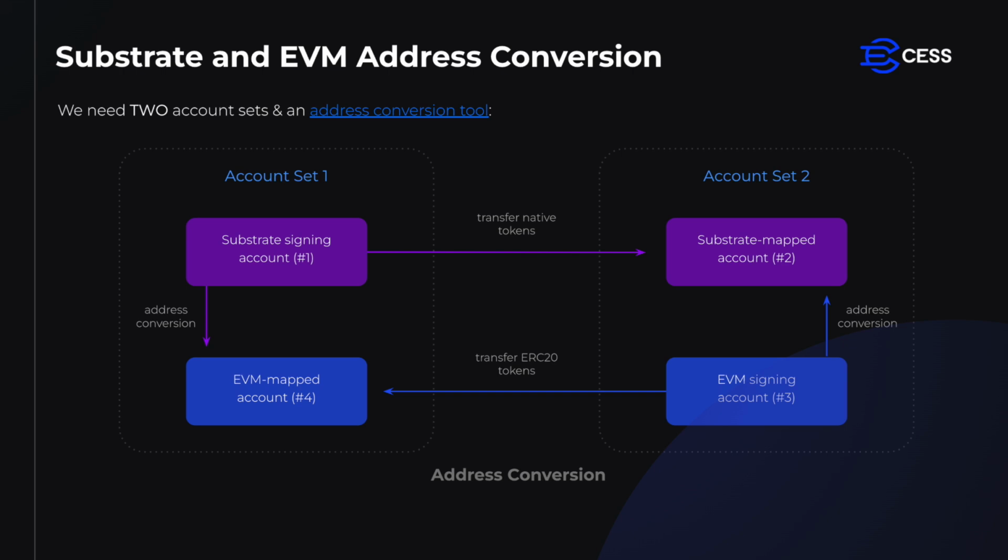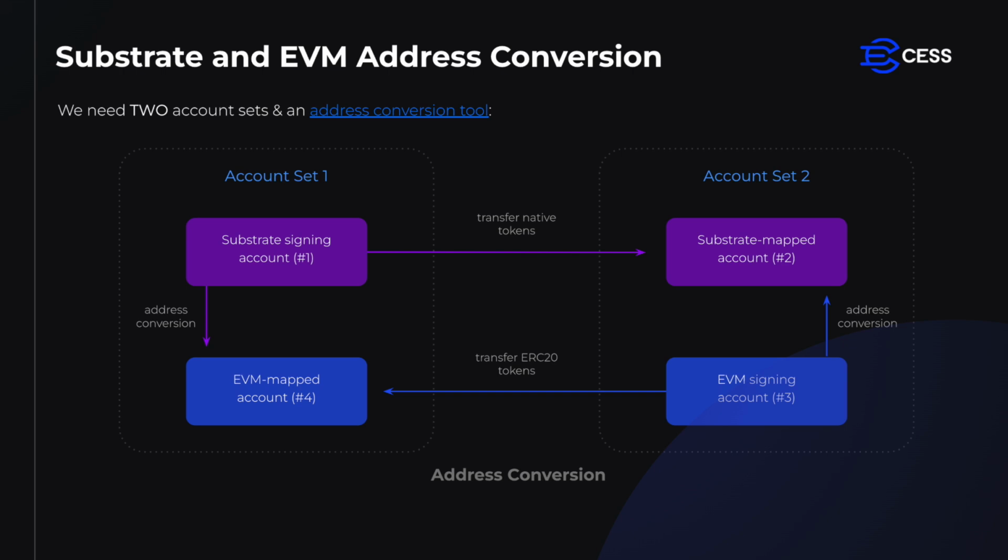Substrate and EVM address conversion. Now that we understand how the addresses are generated, we need two sets of accounts to transfer funds between Substrate and EVM addresses. First, we will create a Substrate signing account and an EVM mapped account, which we will call account set 1. The conversion can be done using the address conversion tool. Similarly, we'll create another account set and call it account set 2.